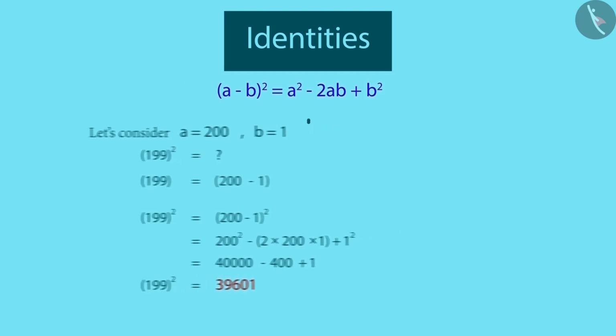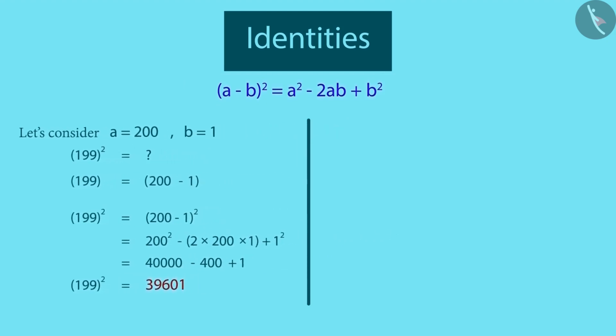Let's see the next example. Can you find the value of 6.9 raised to the power of 2? It can be done in a similar way by splitting 6.9 into two simple numbers. Can you tell the two numbers which it can be split into? So, 6.9 can be split into two simple numbers, 7 and 0.1.